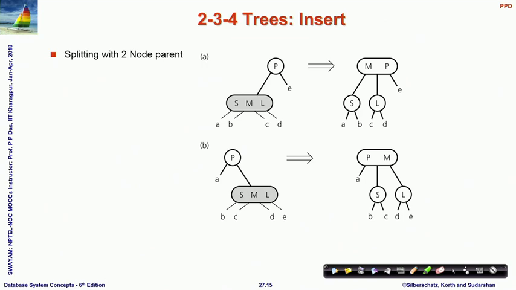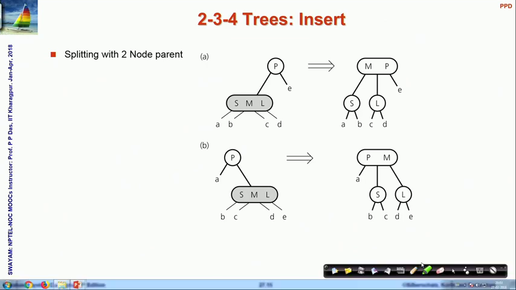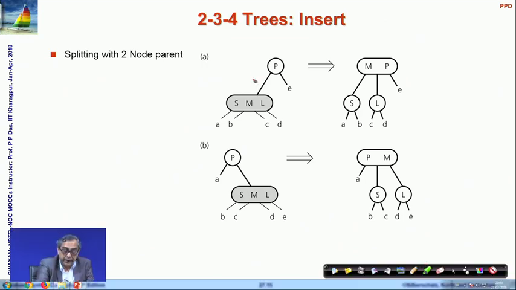Now, the parent could be a 2 node. If it is a 2 node, then these are the 2 possibilities. The 4 node could be a left child of that or it could be a right child of that. If it is a left child, then we will split, take the middle item and insert it in the parent, and by that process the parent becomes a 3 node from a 2 node.